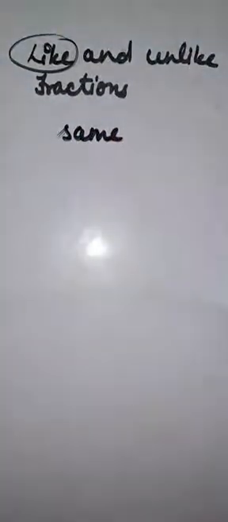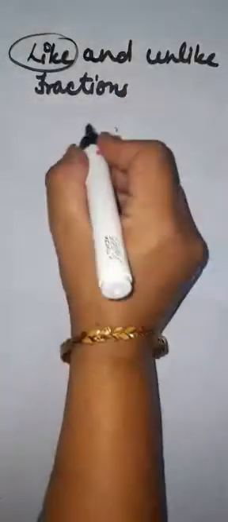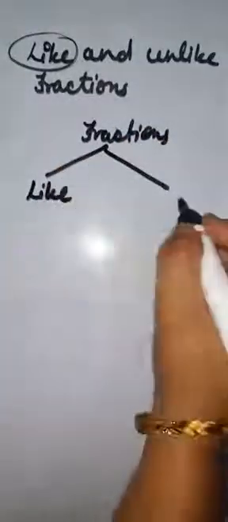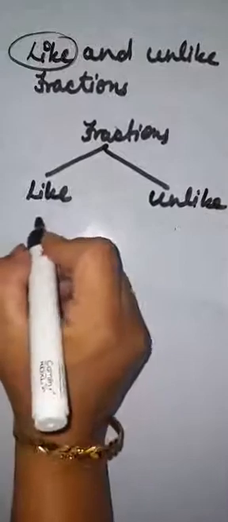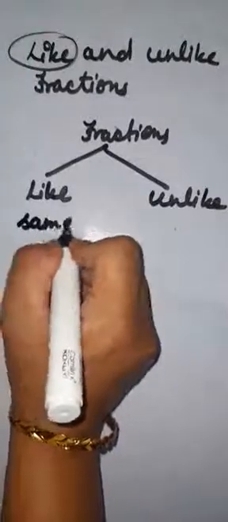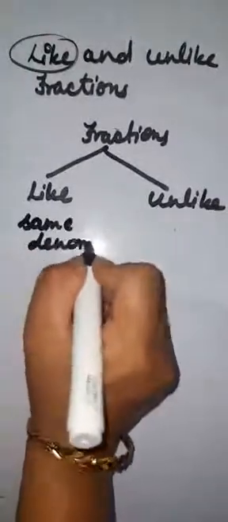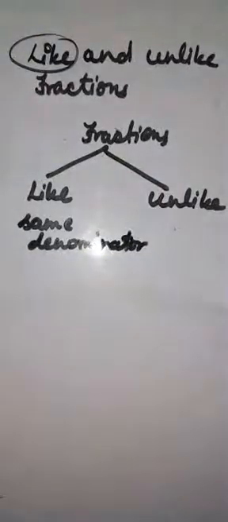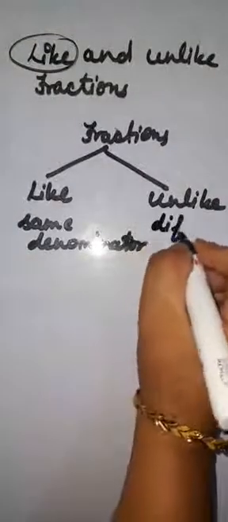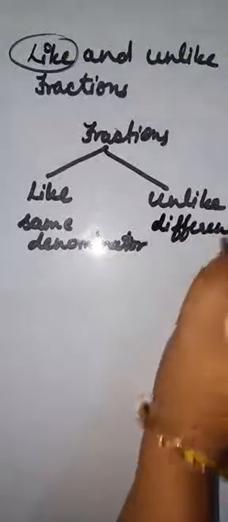Like and unlike fractions, so I am writing here fractions, and this is like and this is unlike, right? Two types, like and unlike. Like fractions have the same denominator, and unlike fractions have different denominators, and here we can see different denominators.